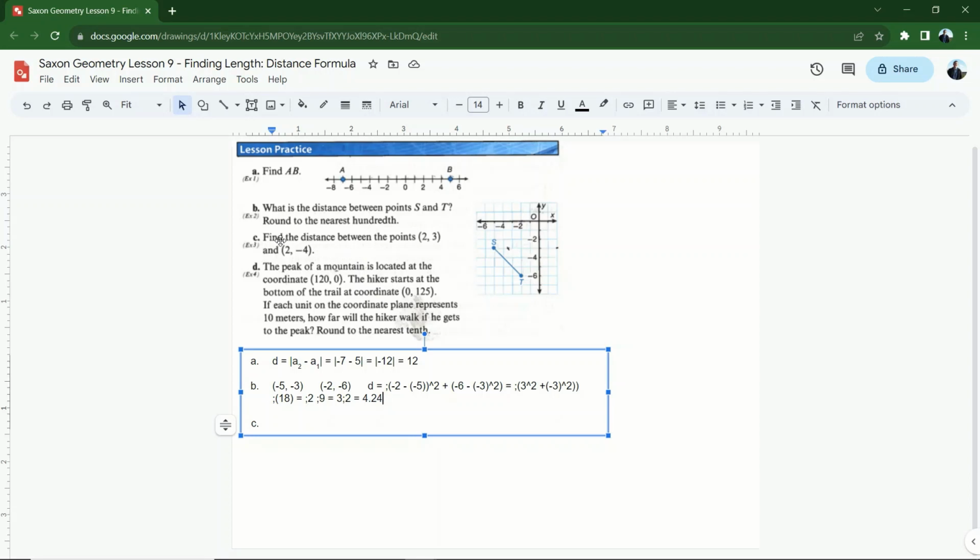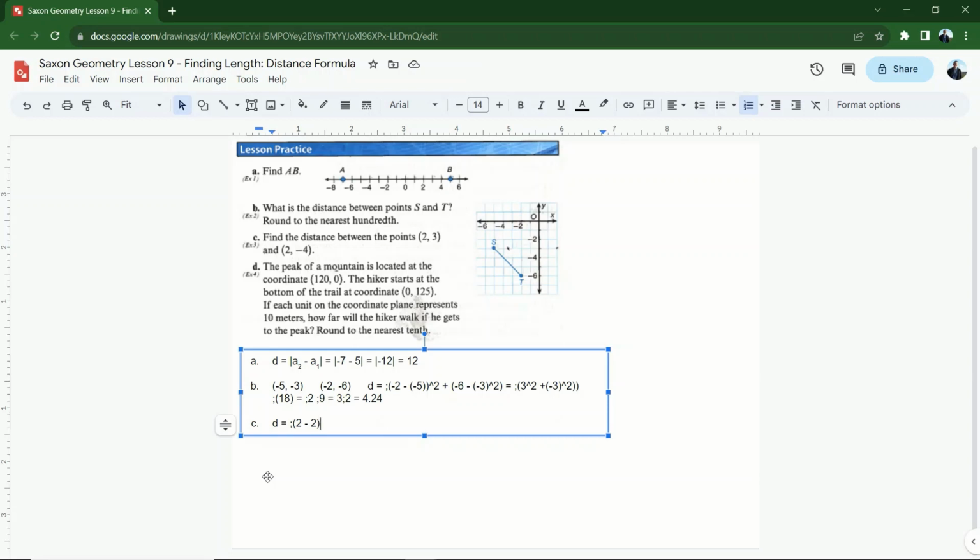All right. Letter C, find the distance between points (2, 3) and (2, -4). Well, they were really nice and just gave me the points instead of having to find them from the graph. So this is going to be d equals the square root of x2 minus x1, so 2 minus 2. Oh, look at that. The x coordinates are the same.